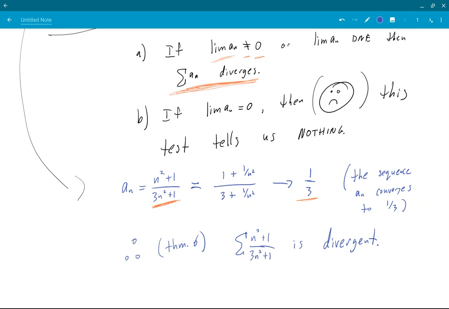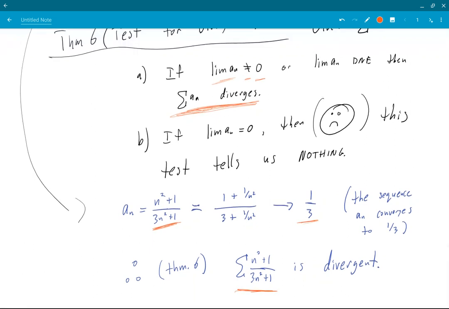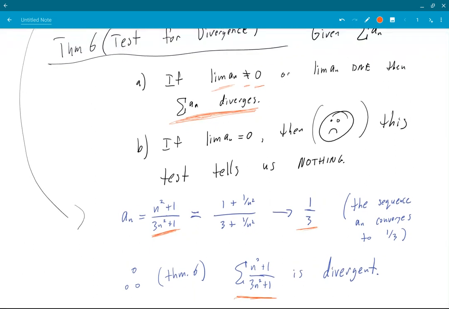Okay, so very roughly speaking, look at what I'm underlining in red here. Think of it as an infinite sum. You're adding up an infinity of terms, and those terms themselves are not approaching zero. So our test for divergence says that there is no hope that this infinite sum will add up to a real number in that case.